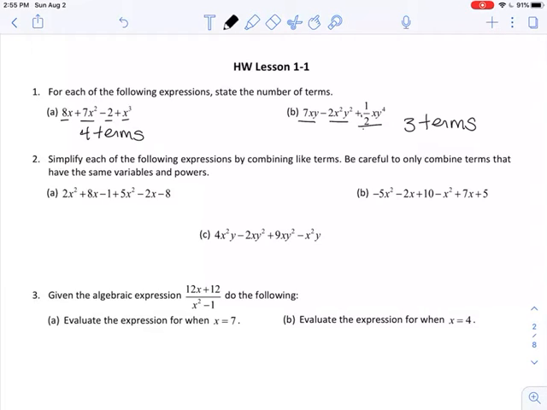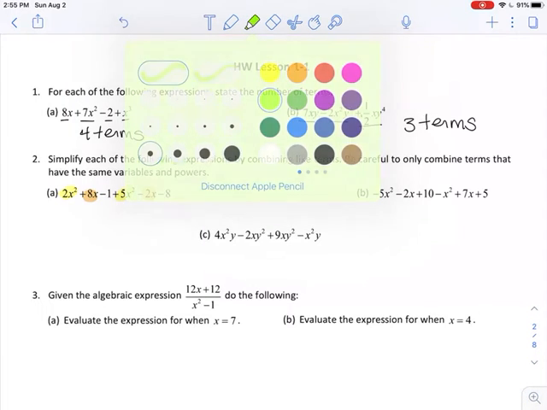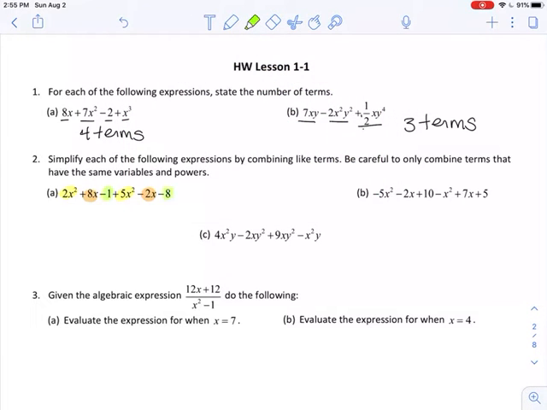All right, so in 2, I'm going to simplify each of the following expressions by combining like terms. Be careful to only combine terms that have the same variables and powers to them. So I might get a highlighter for this. You can see that these right here have the same exponent, and then these right here have the same x. And then this right here is just a number and a number. So all of those can be combined together.